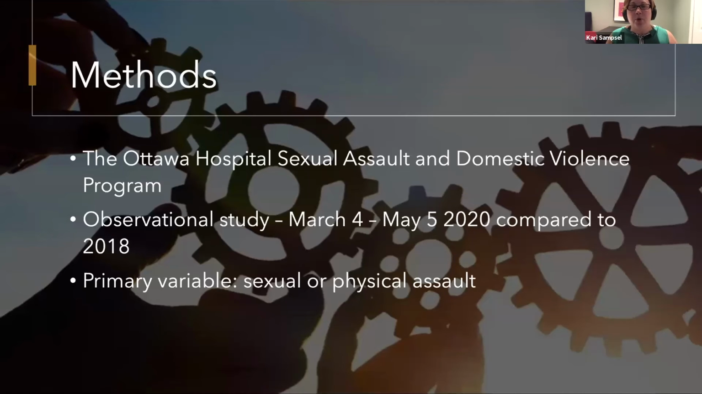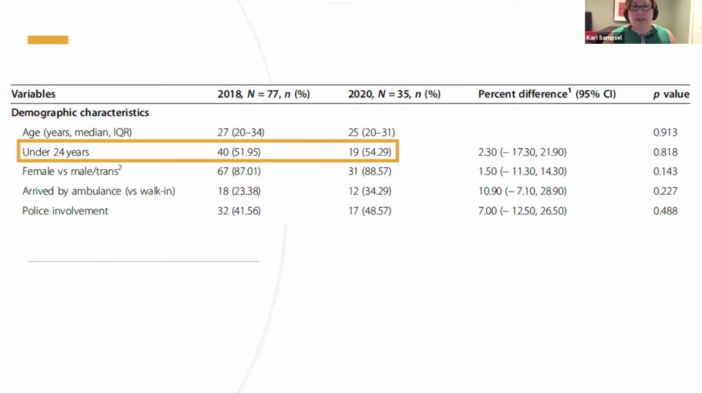So our program looked at this in an observational study from March 4th to May 5th, 2020, which encompassed wave 1. And we compared it back to 2018 just to have a completely non-pandemic, non-run-up time frame for a direct comparison. Our primary variable was sexual or physical assault during that time frame. As you can see here, the 2018 column is on the left-hand side of your screen. The 2020 pandemic column is on the right-hand side.